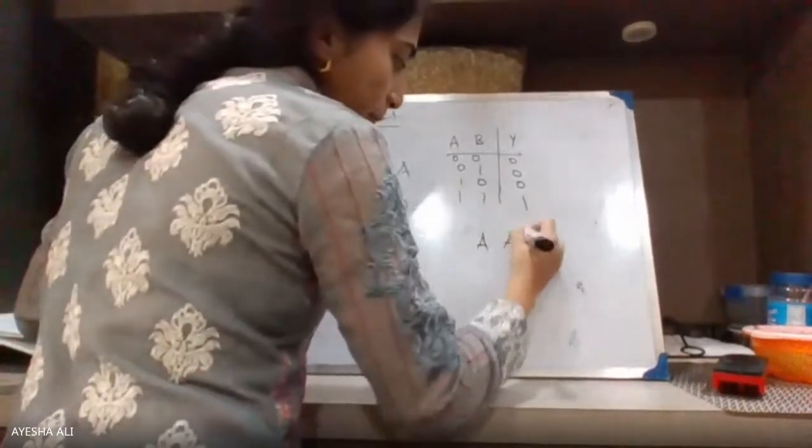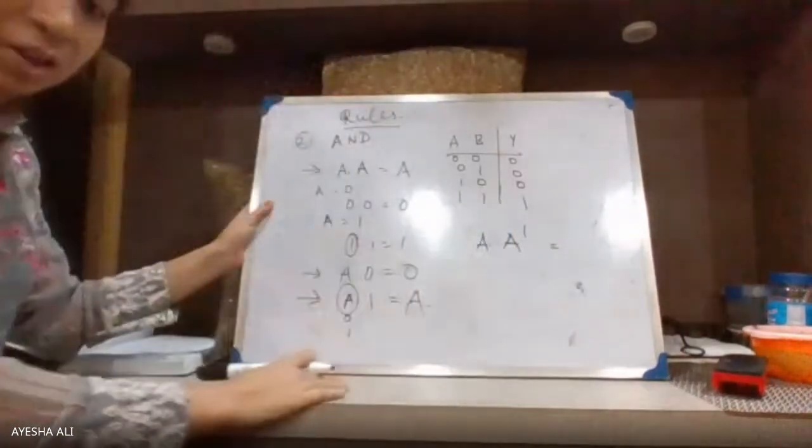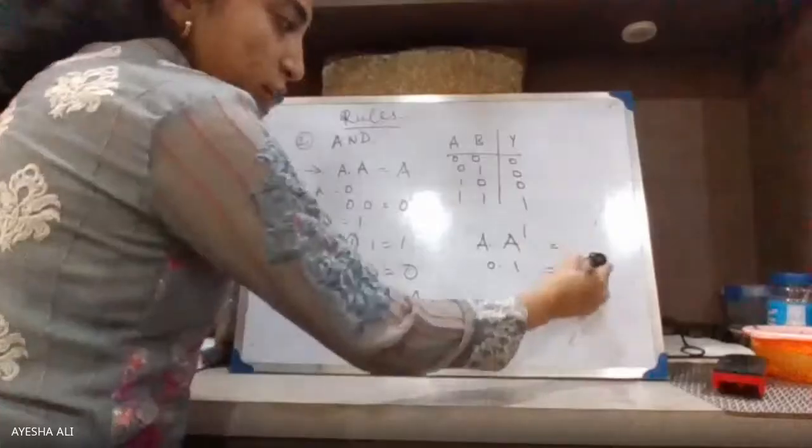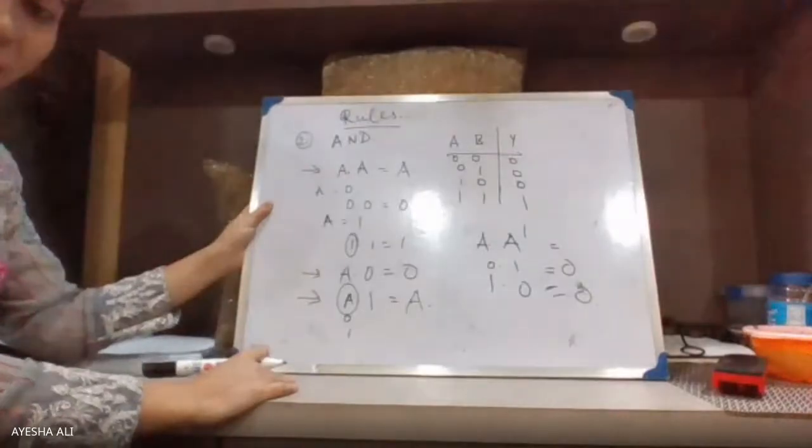If A is 0, A complement is 1, and 0 dot 1 will be 0. And if A is 1, A complement is 0, and the result is again 0. So that means A dot A complement is always 0.